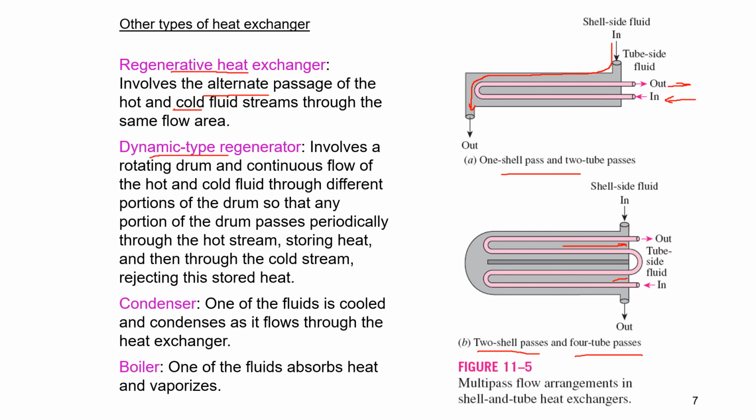Another one is the dynamic type generator, which involves a rotating drum and continuous flow of the hot and cold fluid through different portions of the drum, so that any portion of the drum passes radially through the hot stream, storing heat, and then through the cold stream, rejecting this stored heat.